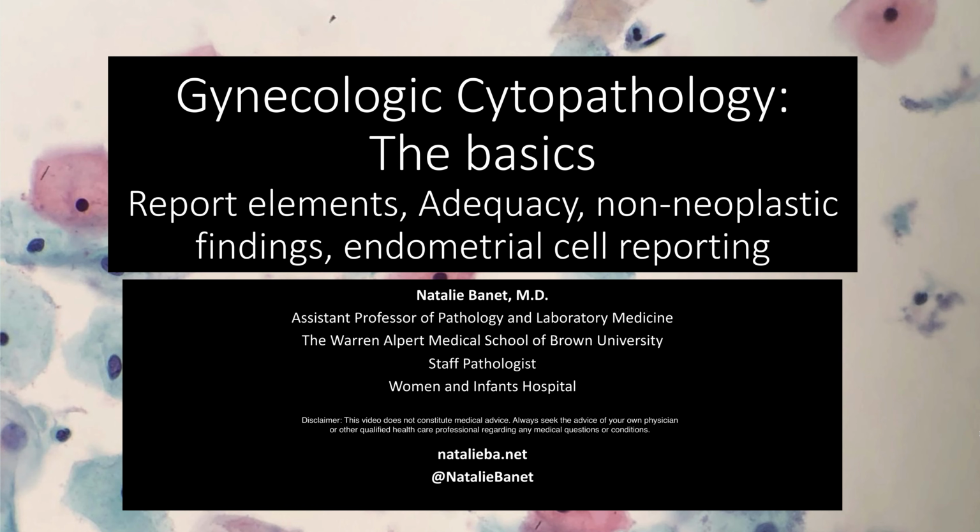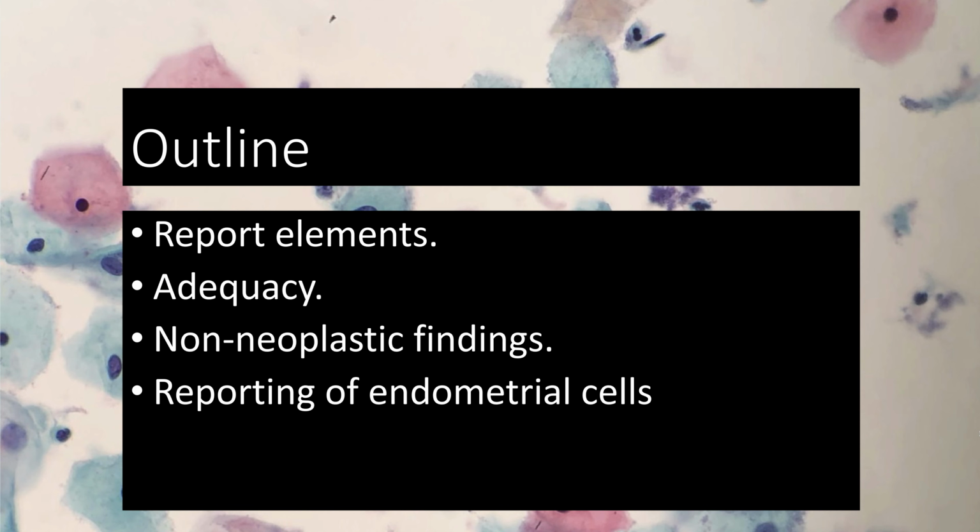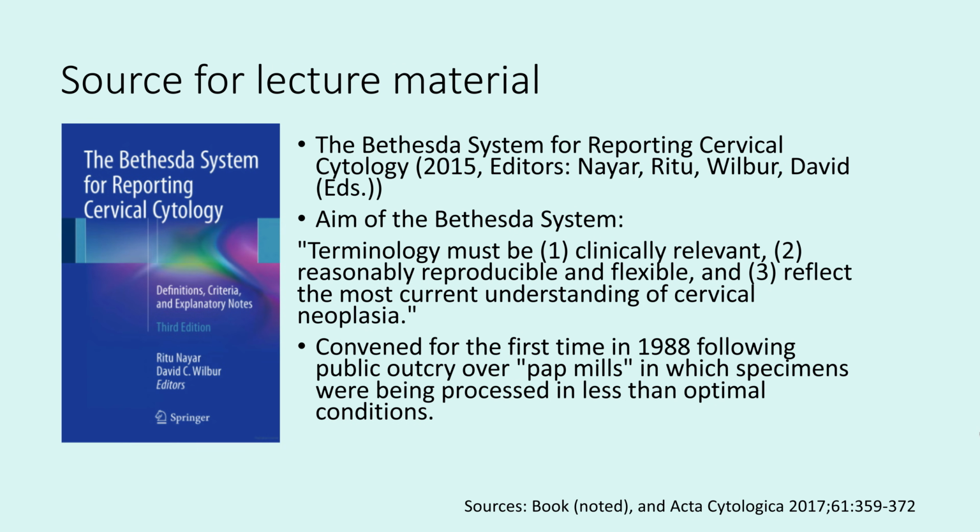This is the first in the series, and today we will start at the beginning of the Bethesda book. My contact information is noted on the slide here. I have a website and a Twitter handle. Please get in touch with me if you have any feedback. Today, we will talk about report elements, adequacy, and non-neoplastic findings, and then at the end, reporting of endometrial cells.